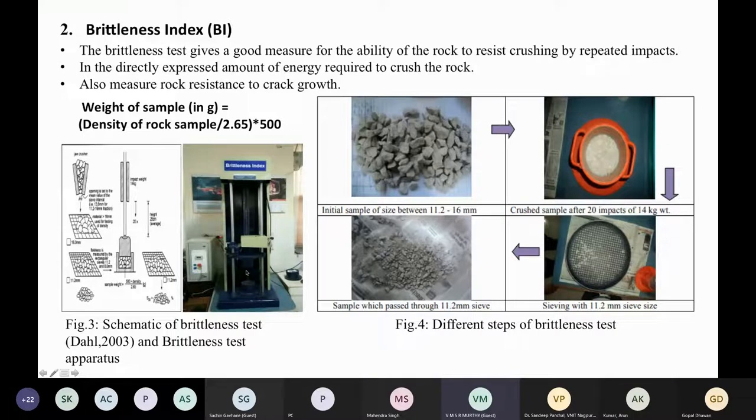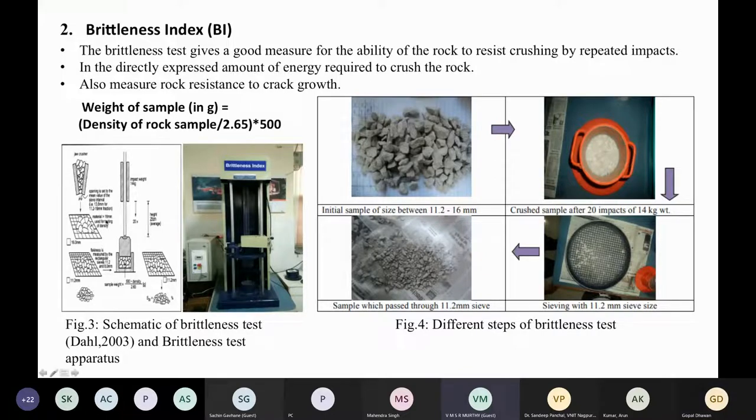The method is very simple. Like you have a 14 kg weight. You can see there's a weight here. I don't know, probably you may not be able to see. It's in the by 25 centimeter. There is a marker here. It's automatically done, and it drops actually for 20 times. And then you basically take a sample.